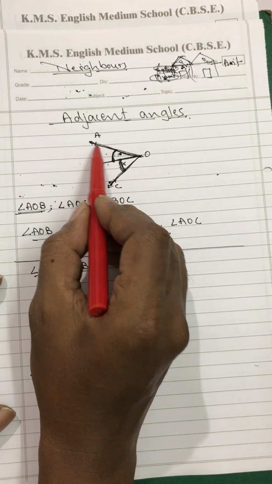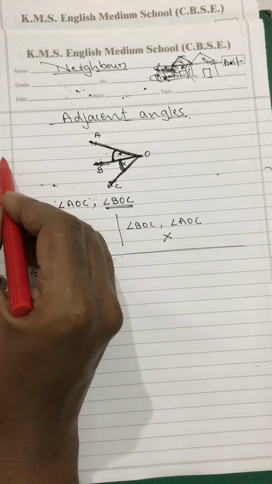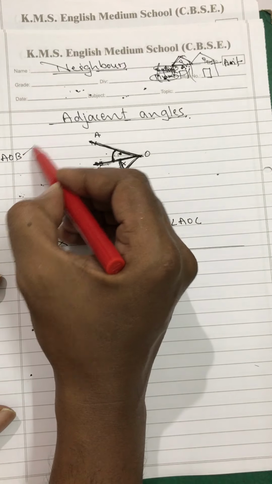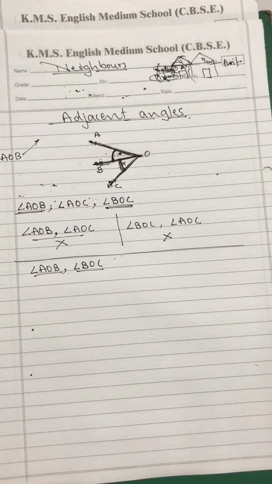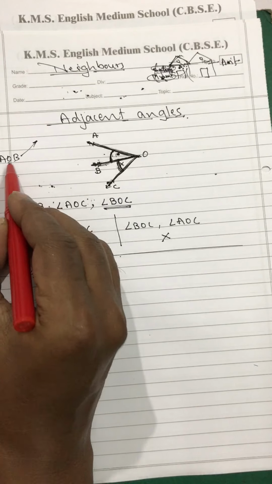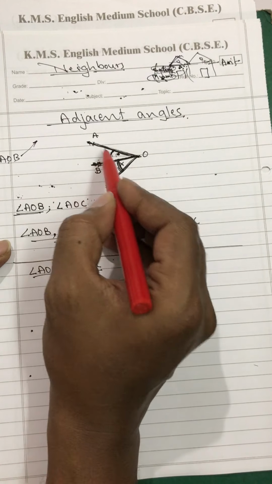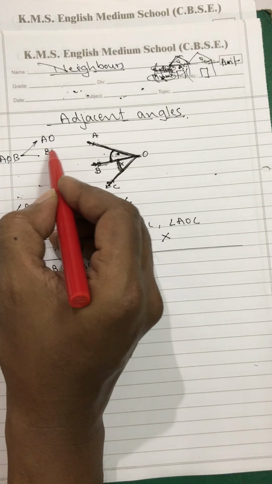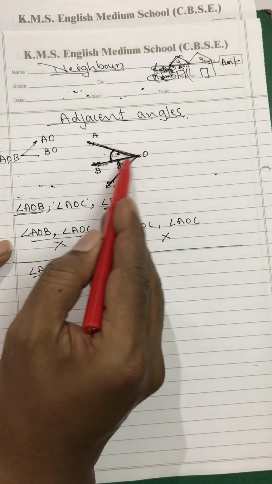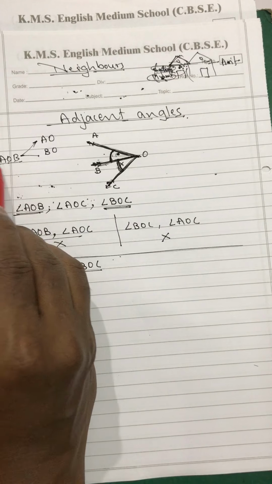Listen to me, my dear students, this is really very important. I know it can be slightly boring, but it is really very important. I am giving you one more look at adjacent angles. When you talk about angle AOB, what are the two arms of angle AOB? One arm is AO, the other arm is BO. These are the two arms of angle AOB.